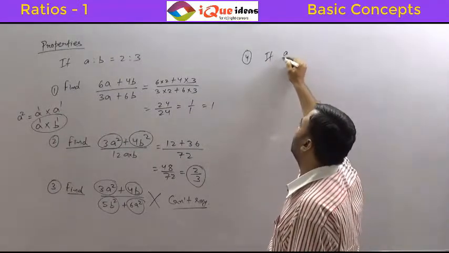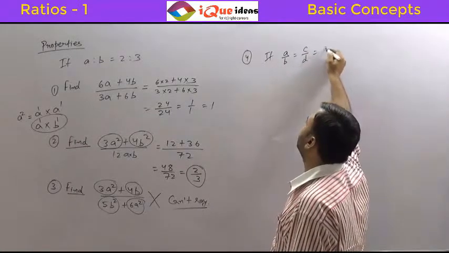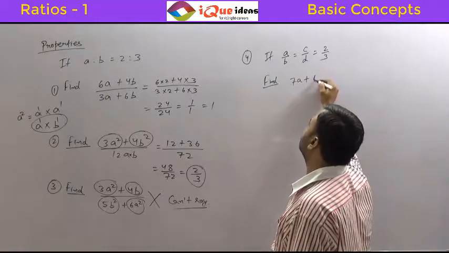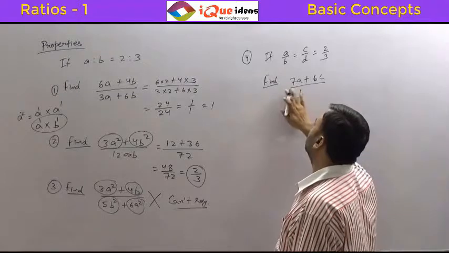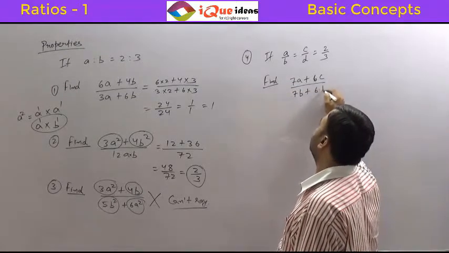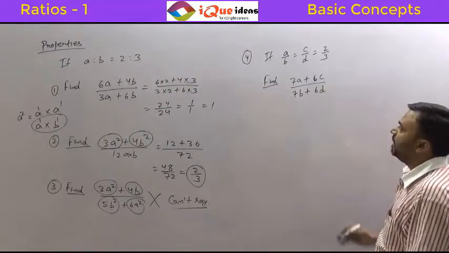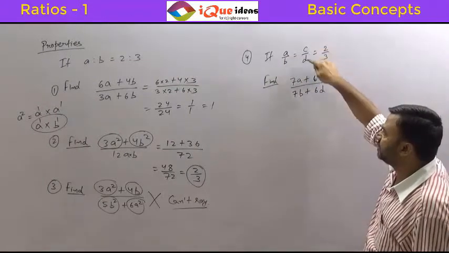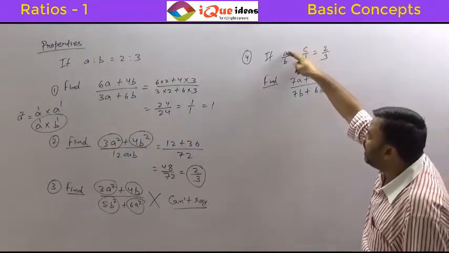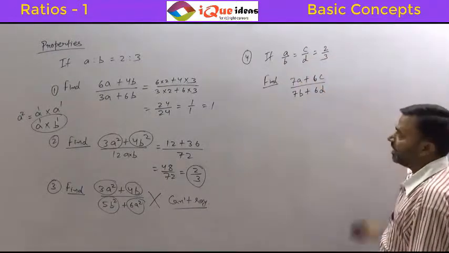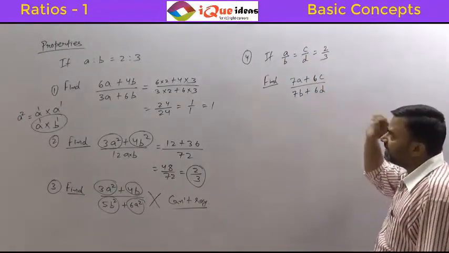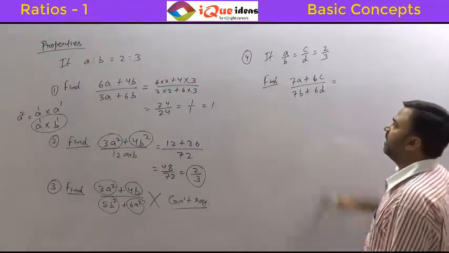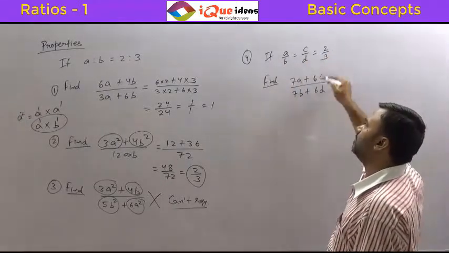If a by b is equal to c by d is equal to 2 by 3, find (7a + 6c) divided by (7b + 6d). First of all, can we calculate? Yes, we can calculate as long as the coefficients of a and b are the same, coefficients of c and d are the same, and a and c are on the same side, b and d are on the same side. Then only we can calculate. If we make any change in this, we cannot calculate. So this value can be calculated, and to calculate the value, we just put a equal to c equal to 2 and b equal to d equal to 3.